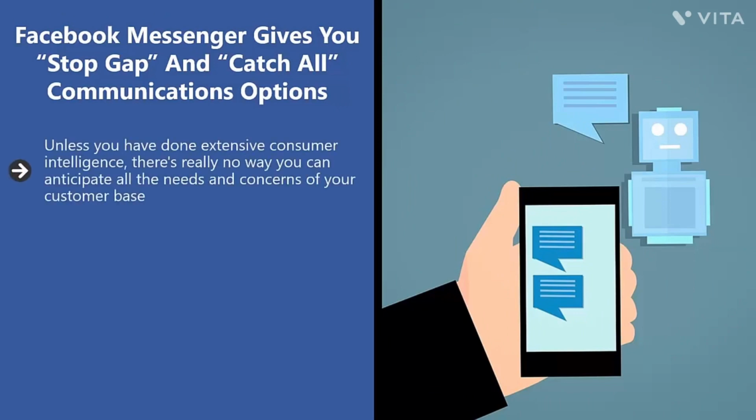Unless you have done extensive consumer intelligence, there's really no way you can anticipate all the needs and concerns of your customer base. That's just not going to happen. You need a tremendous amount of resources, time, and energy to be able to pull that off. The good news is you don't have to. Thanks to Facebook Messenger, you can be accessible to people with a wide range of questions and then message them back. Once you detect a certain pattern in the most common questions people ask, you can automate Facebook Messenger so it can answer questions based on a decision tree.